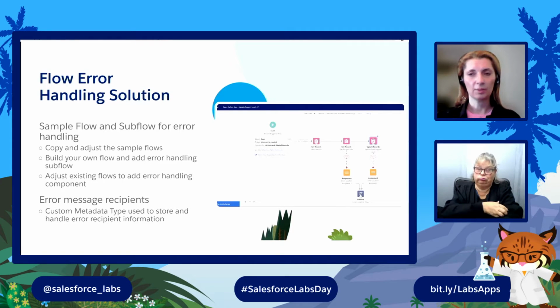The second part of this package is the error handling subflow that gathers all the information needed to notify admins and end users about what happened and sends that information to the recipient list in that custom metadata type that we just mentioned.